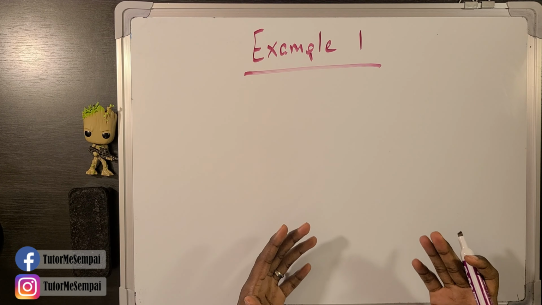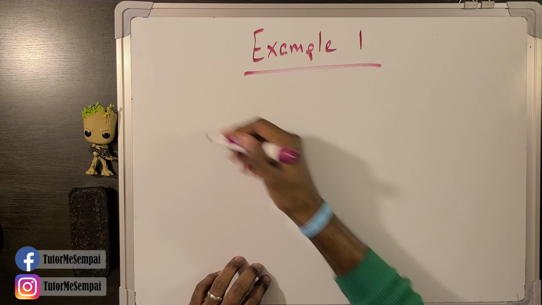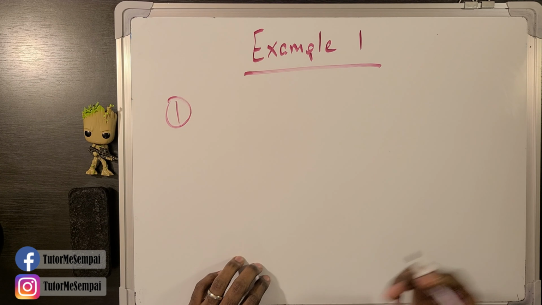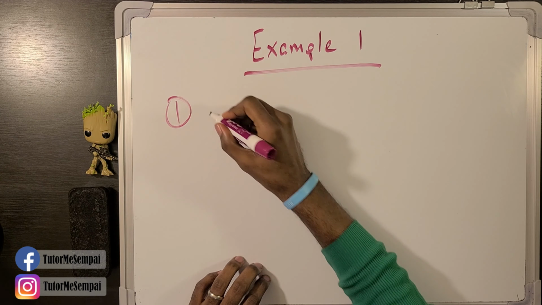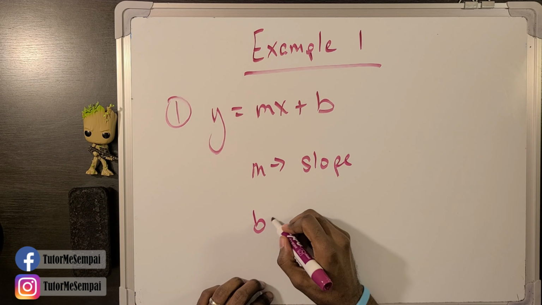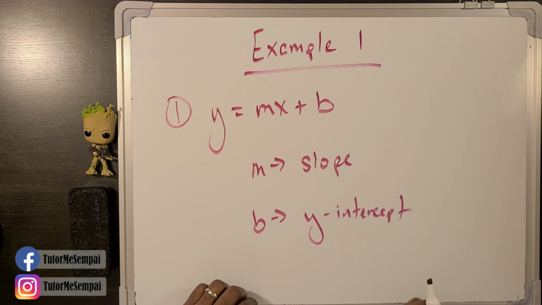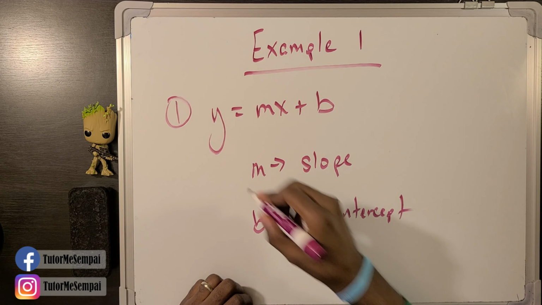But what if you don't remember what your slope-intercept form is? How can you figure out how to solve for the missing components if you don't even remember what it is? Well, hey, if you need to know what your slope-intercept form is, check it out. It's this. y = mx + b, where m is going to be your slope and b is going to be your y-intercept.